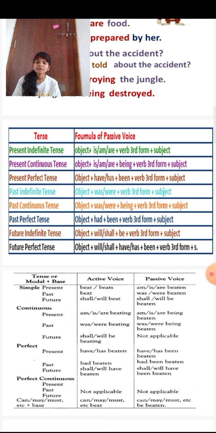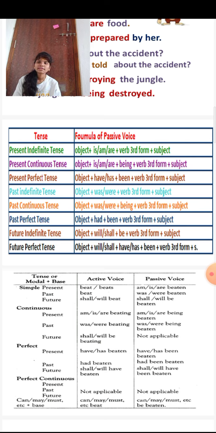And next, past perfect tense examples. She won the match. The match had been won by her. I had finished her work. Her work had been finished by me. He had missed the last metro. The last metro had been missed by him.